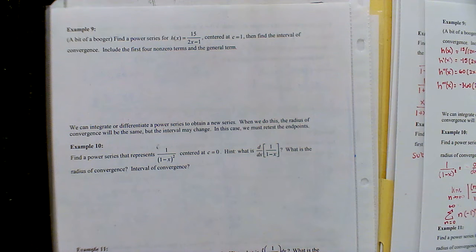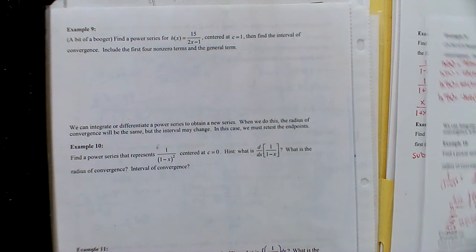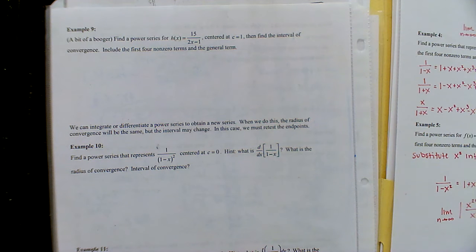Find the power series of h of x for 15 over 2x minus 1, centered at c equals 1. Find the interval of convergence, include the first 4 non-zero terms in a general term. So this one's a little trickier, a little more to it, but again, we're going to go through the same process we just did with the previous example.